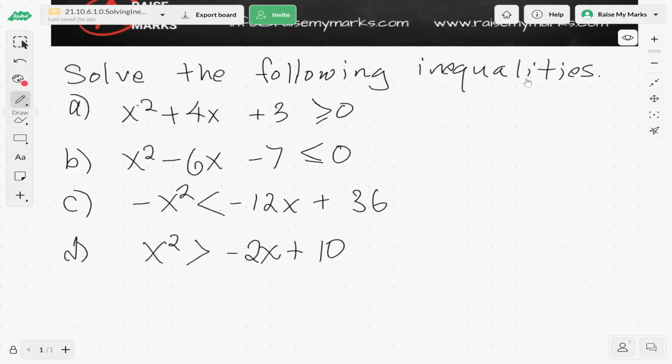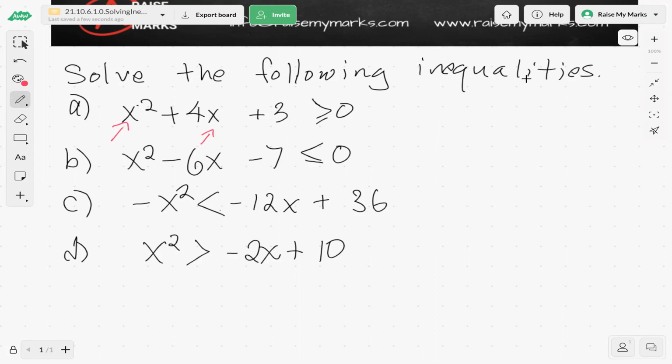So what does it mean to solve an inequality? This means we're looking for all the values of x such that when we take x squared plus 4x plus 3, it gives us a value that's greater than or equal to 0. So we can't have any negative values.